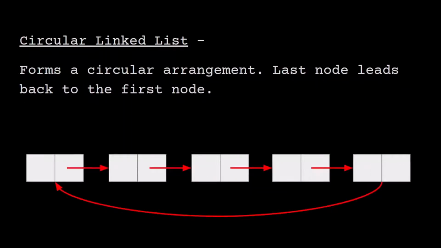And this is how a circular linked list looks. As you might have guessed, it's a circular linked list, meaning the last node points again to the first node.